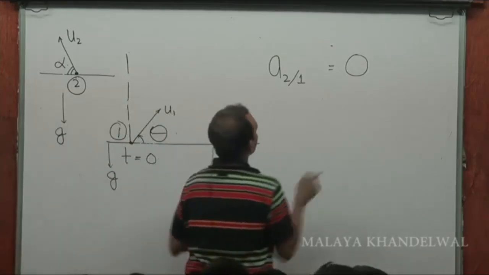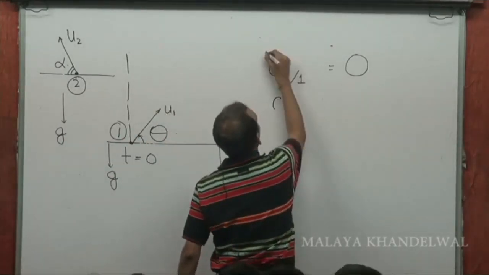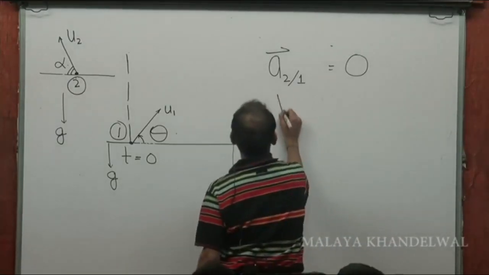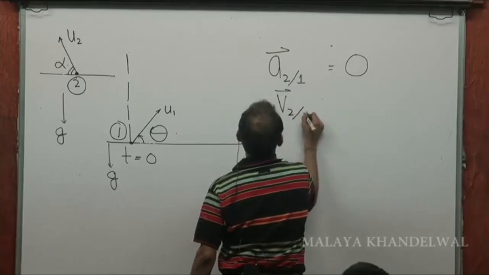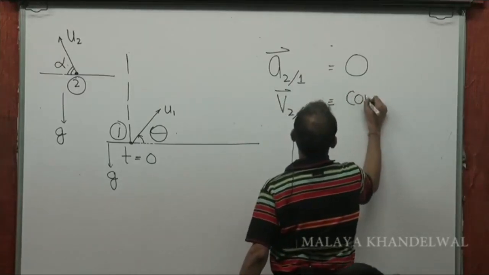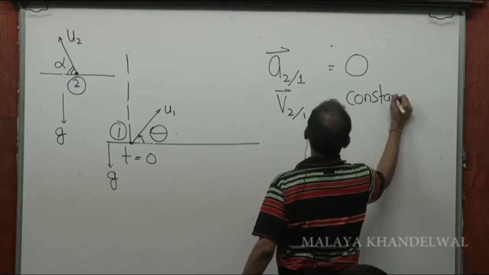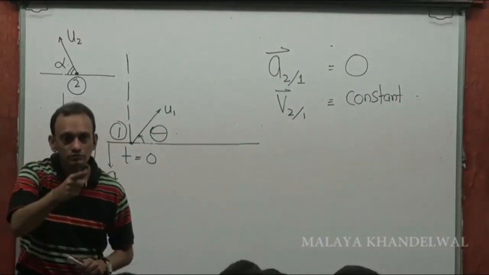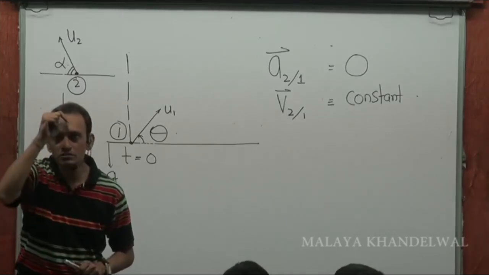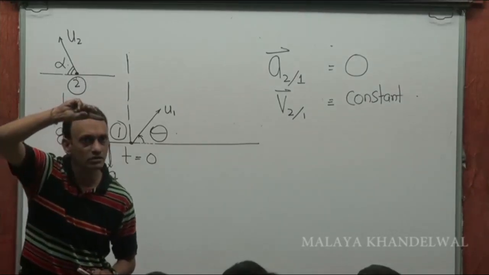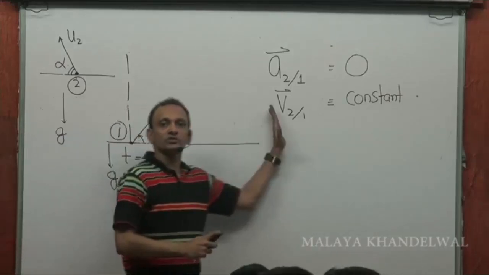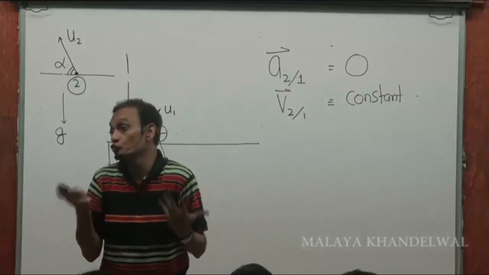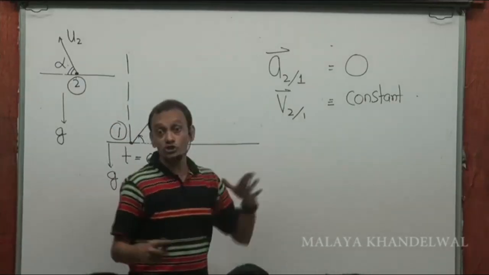Yes or no? Right? So the vector acceleration of 2 with respect to 1 is 0. Right? That means velocity of 2 as perceived by 1 is constant. Is it bothering you, or are you comfortable with the thought? Right? So velocity of 2 as seen by 1 is a constant. That means 1 finds the velocity of 2 to be constant.